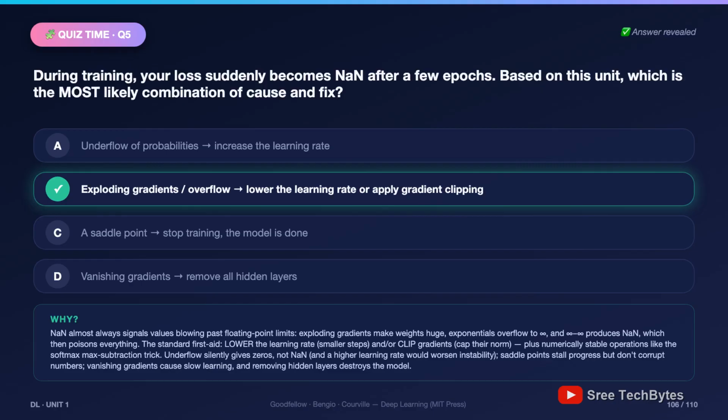Each failure mode has a distinct fingerprint. NaN means explosion, flatline means vanishing or a plateau, silence means underflow. Learn the fingerprints and you can debug half of deep learning by symptom alone. That skill might be the most practical thing in this whole unit.